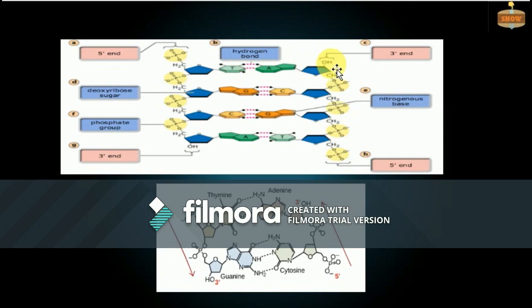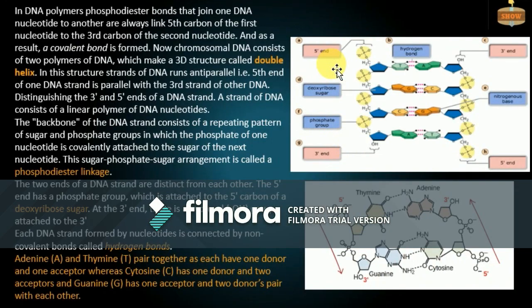So let's see this more. In a DNA polymer, the phosphodiester bonds that join one DNA nucleotide to another always link the 5th carbon of the first nucleotide to the 3rd carbon of the second nucleotide, and as a result a covalent bond is formed. You can see the covalent bond is formed.